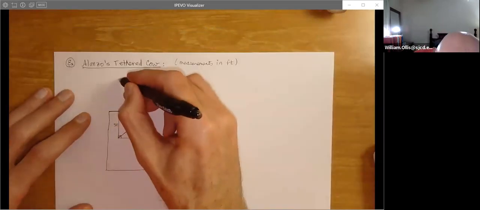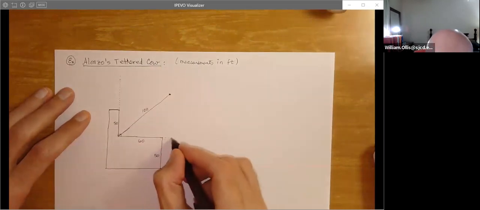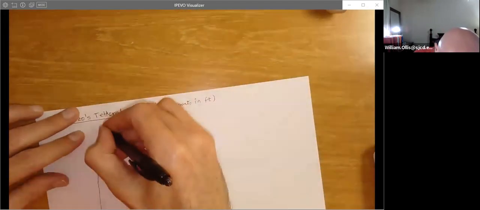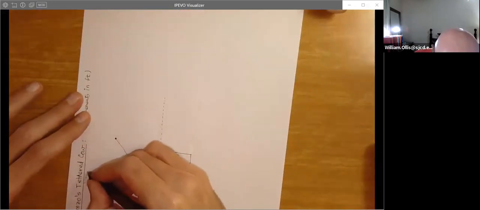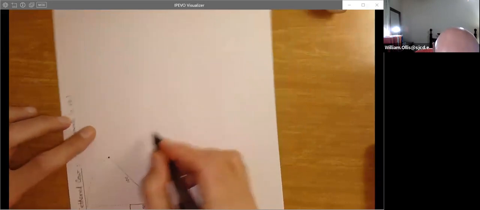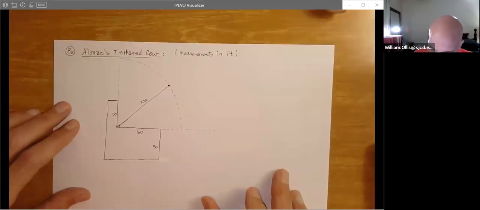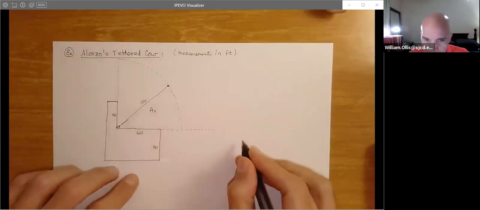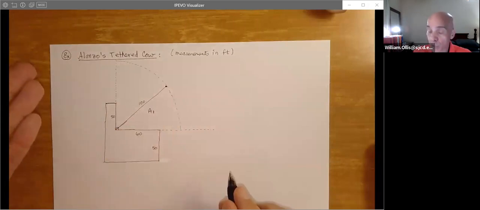So we'll just extend here using a dotted line. The cow's moving this way in a circular arc, like this. Okay? So we can call this A1. The cow can graze all through here with this arc. And notice again, we have an angle of pi over 2. We're going to get a bunch of angles of pi over 2.